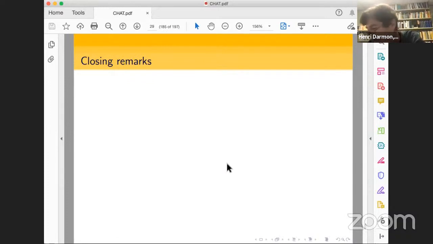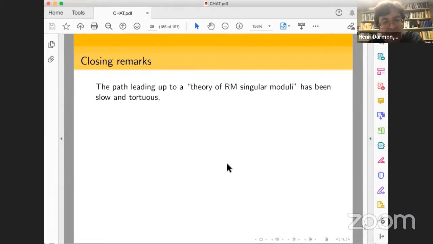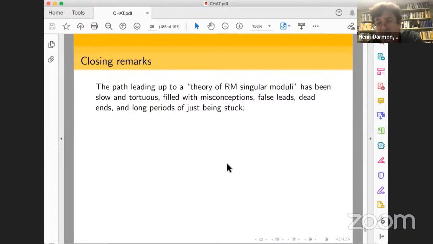Okay, so now I'll finish. So the closing remarks. This path spanning over 30 years that's led eventually to this theory of RM singular moduli has been very roundabout and tortuous, and involved a lot of false starts and dead ends and misconceptions, and also long periods of being stuck. But it was also very enjoyable and also far from a solitary journey.